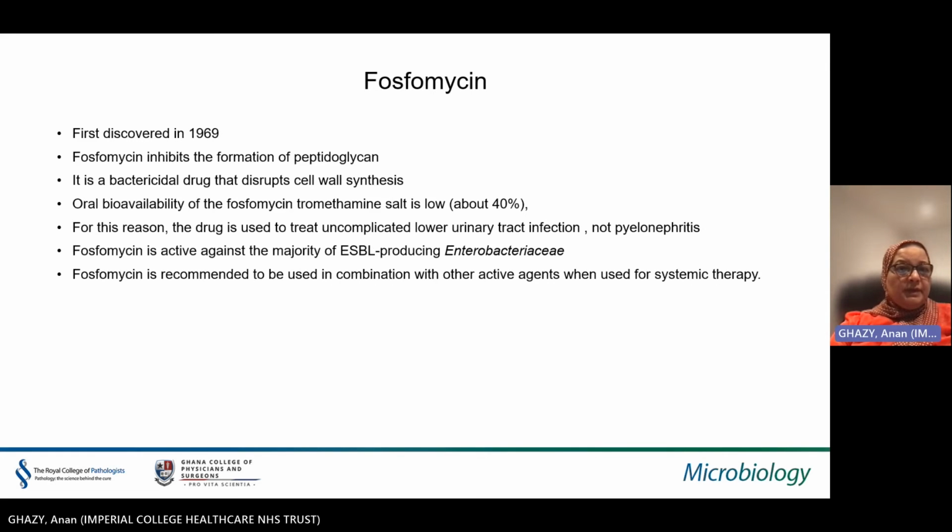Fosfomycin was first described or discovered in 1969. It inhibits the formation of peptidoglycan, so it is bactericidal, and the oral bioavailability of fosfomycin tromethamine salt is low, about 40%. For this reason, we only use oral fosfomycin in uncomplicated lower urinary tract infection, not in pyelonephritis. Fosfomycin is active against the majority of ESBL-producing Enterobacteriaceae, and fosfomycin is recommended to be used in combination with other agents when used for systemic infection. In this case, we use fosfomycin IV.